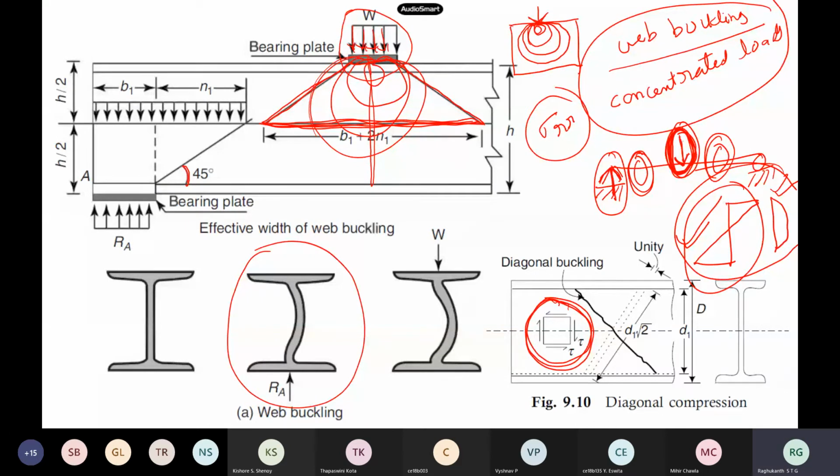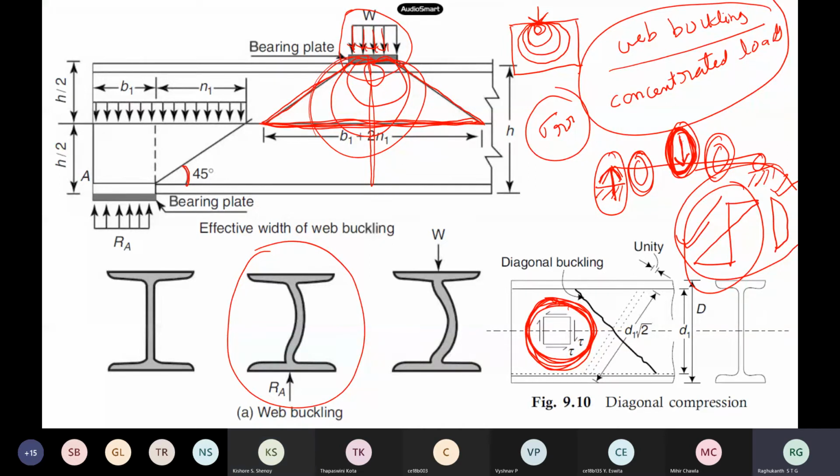Now, what happens when it is a pure shear and Mohr circle? What happens for this type of case? If you rotate by a 45 degree plane, say, what will the stresses be? It will become a principal plane. One will be compression, the other one will be tension.